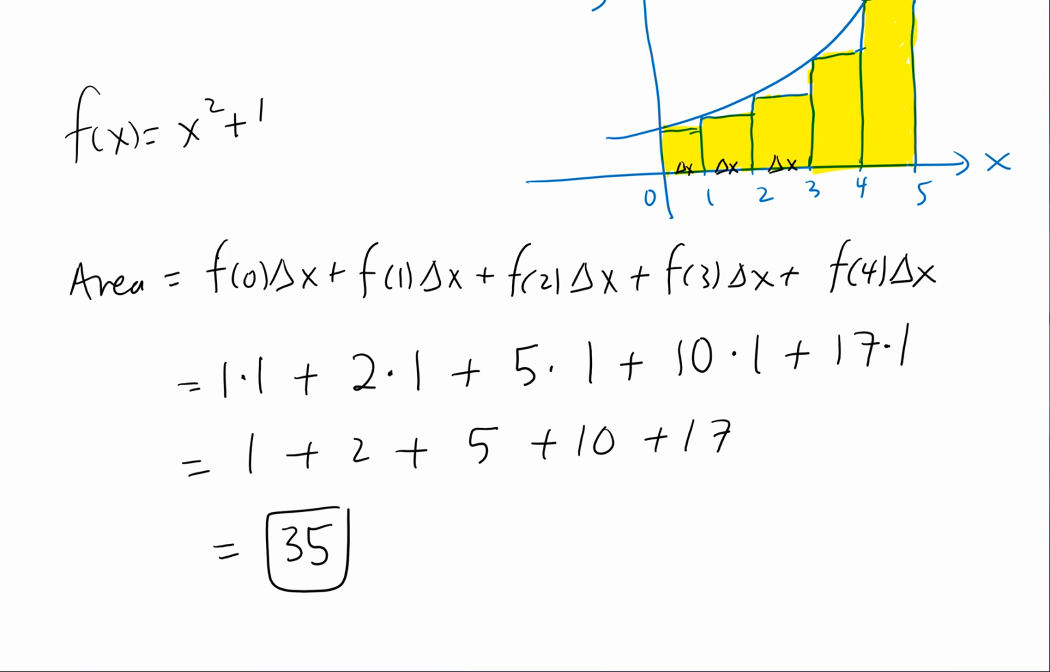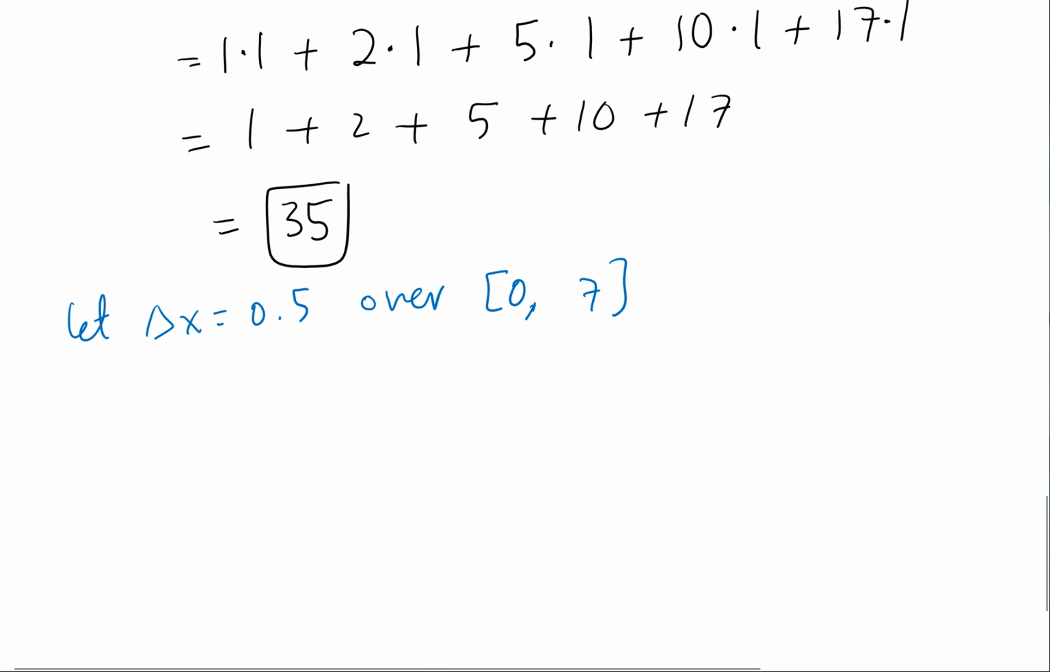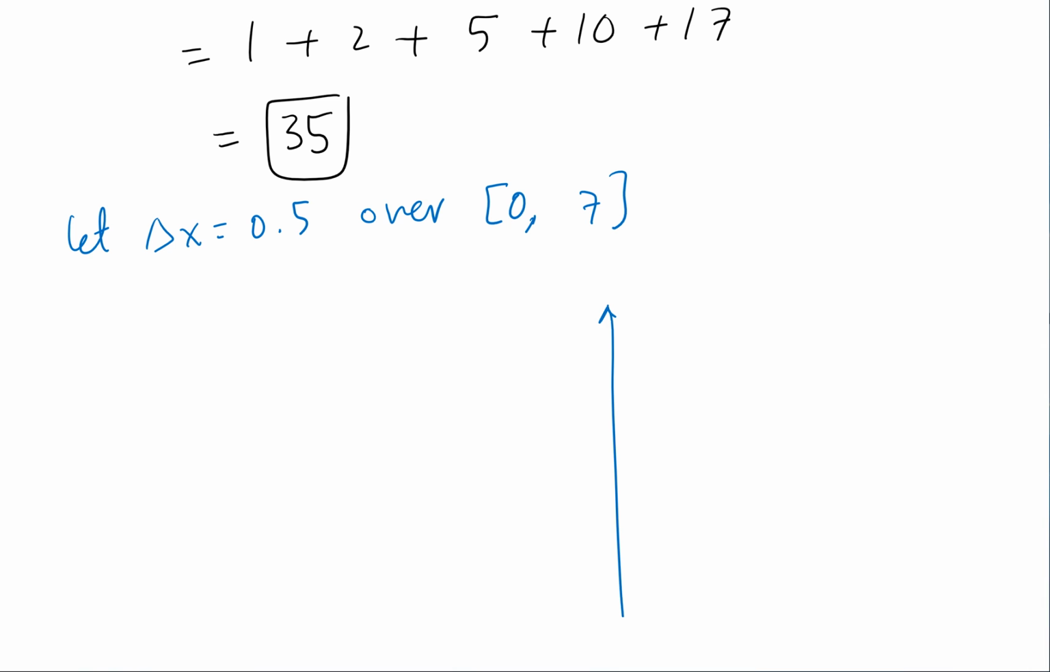We can take the same function, but I'm going to split it assuming delta x is different. Let delta x be 0.5, a half, instead of 1. And we want to go over the interval 0 to 7. So it's going to be the same graph as before. It's just the interval changed and the width of the intervals changed.